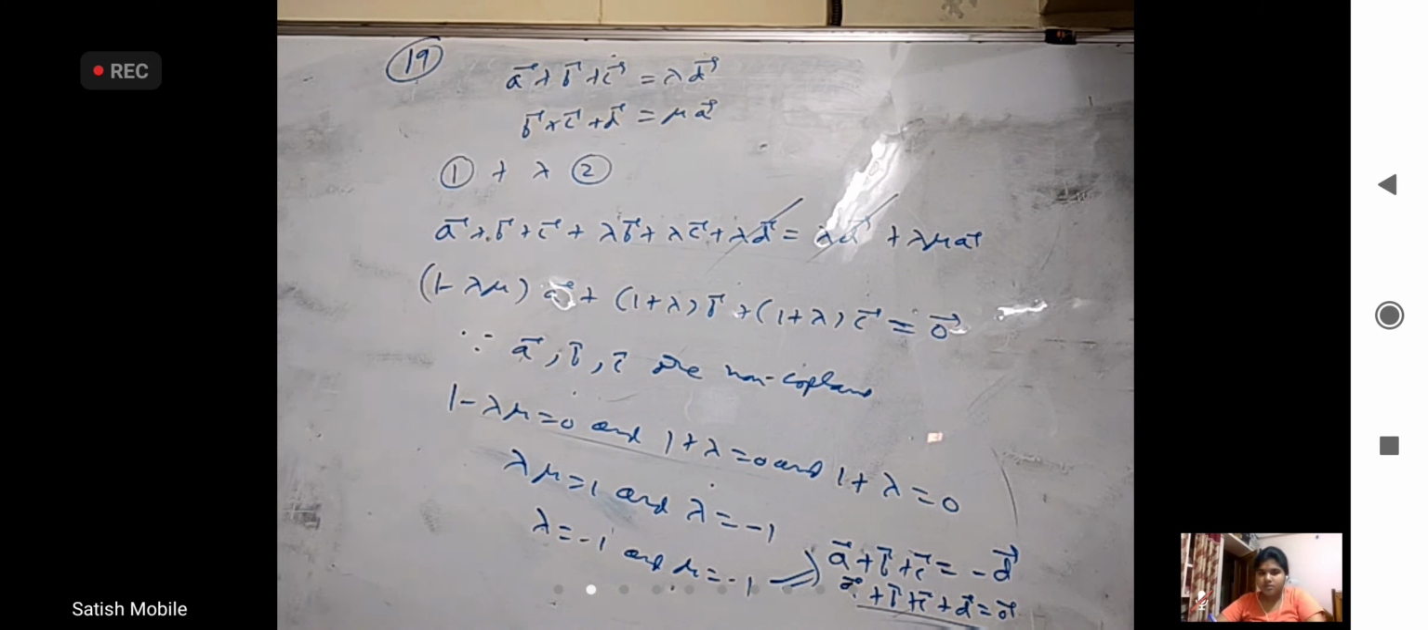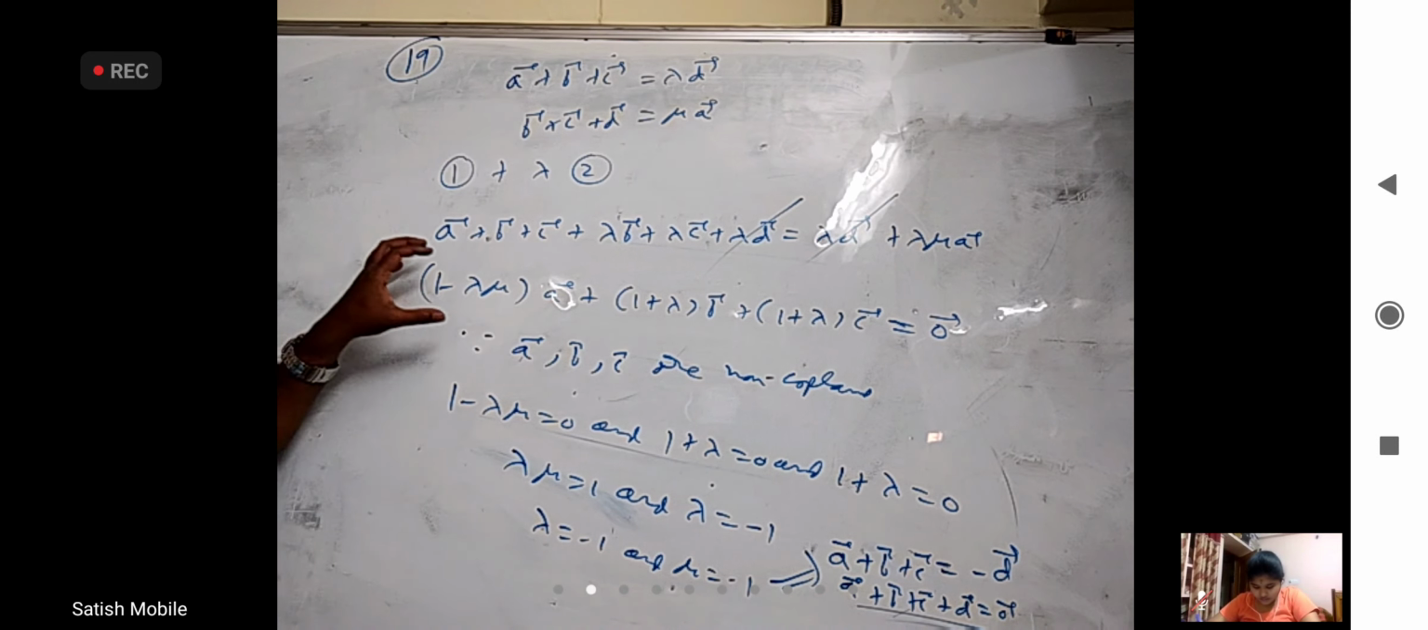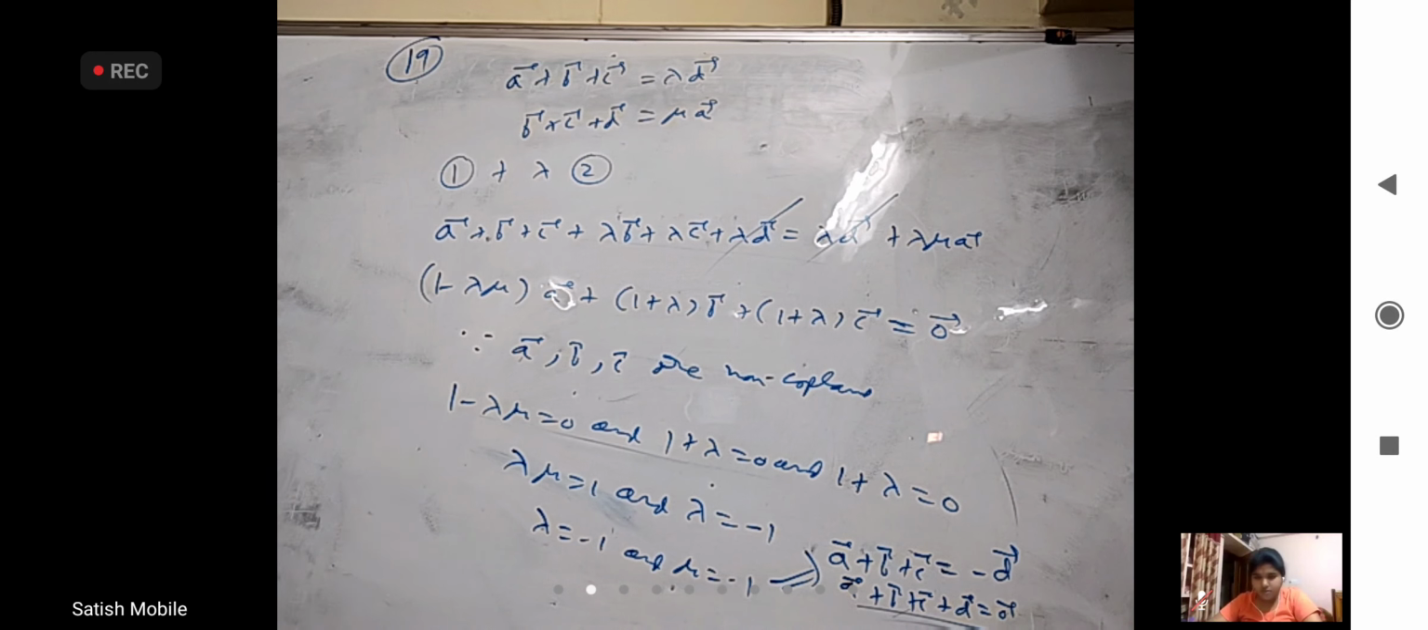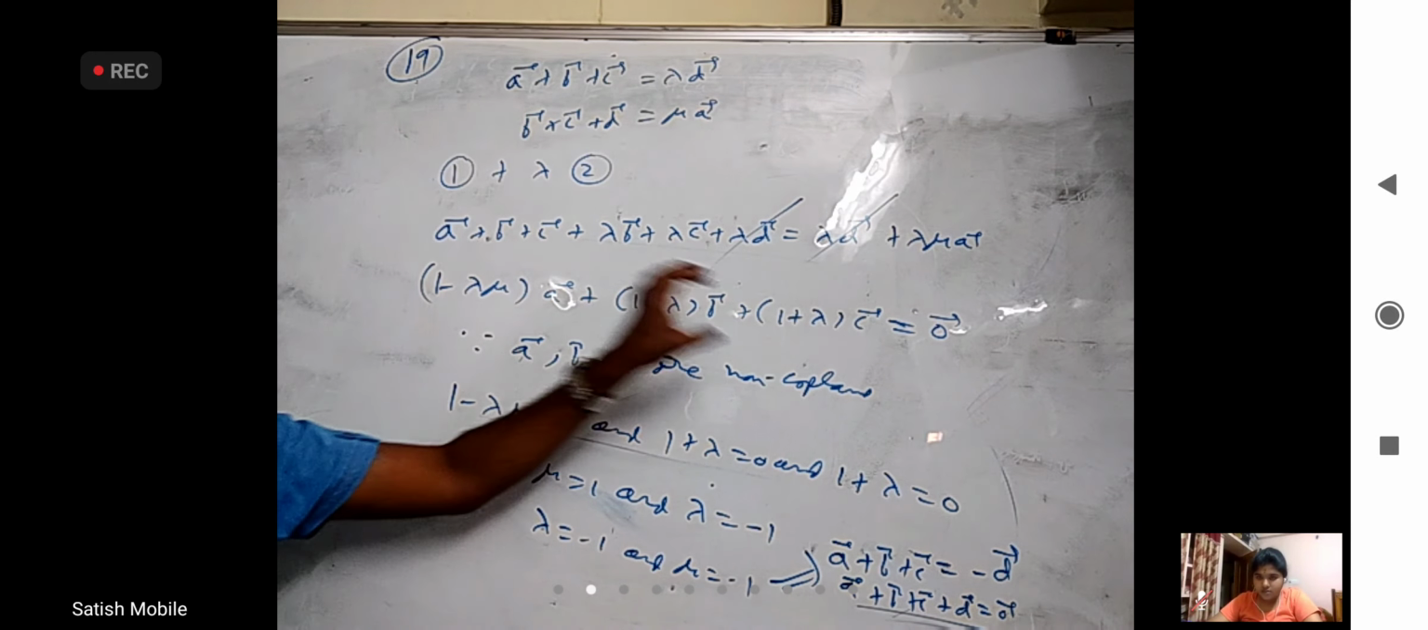So mainly you have to recognize that a, b, c are non-coplanar as given, and they did not give anything about d, that's why I got the idea to eliminate d. For three non-coplanar vectors, if you are able to find some coefficient into a bar, coefficient into b bar, coefficient into c bar equal to 0, it is only possible when this is 0, this is 0, this is 0.